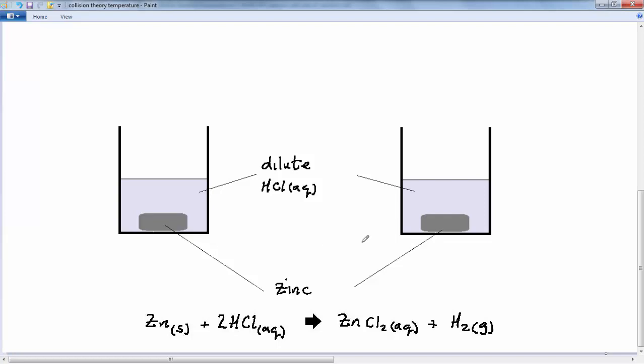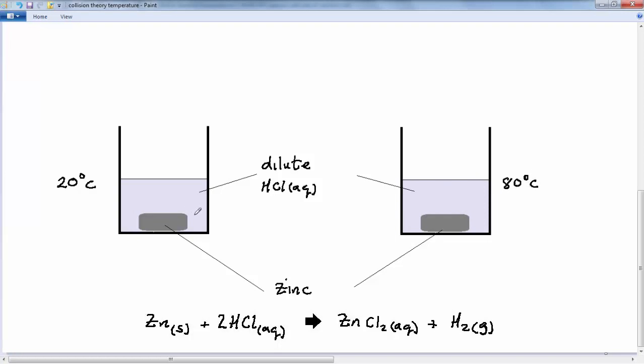So what we're making sure of in this demonstration is that the concentration of hydrochloric acid is the same, that the amount of zinc, that's to say the surface area of the reactants, is the same, that in this particular case we're not using a catalyst of any form, but what we're going to change is the temperature of the reactants. So we'll say that in this case the dilute HCl is at a temperature of 20 degrees Celsius, say room temperature, and in this case we've heated it up to 80 degrees Celsius.